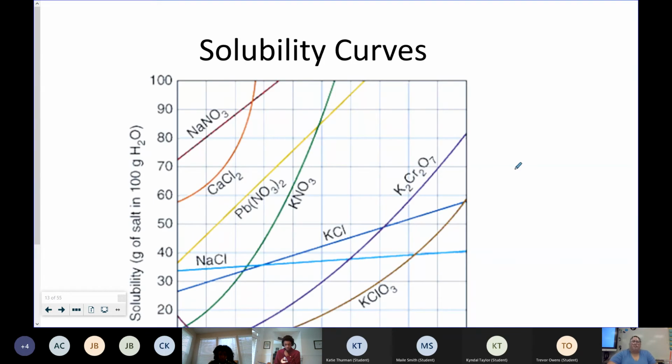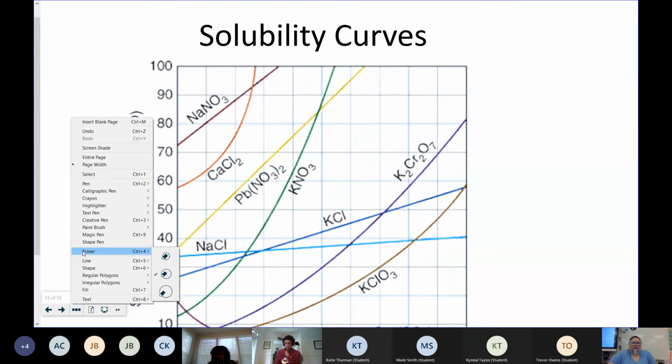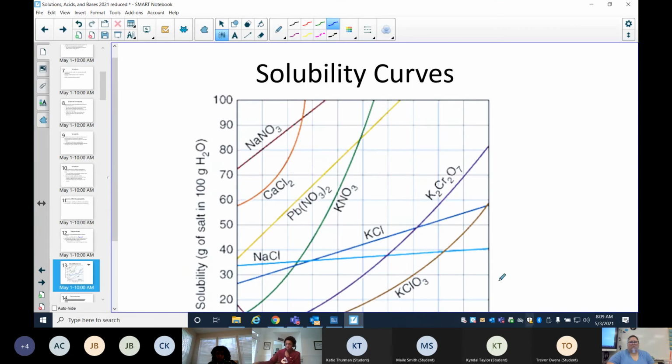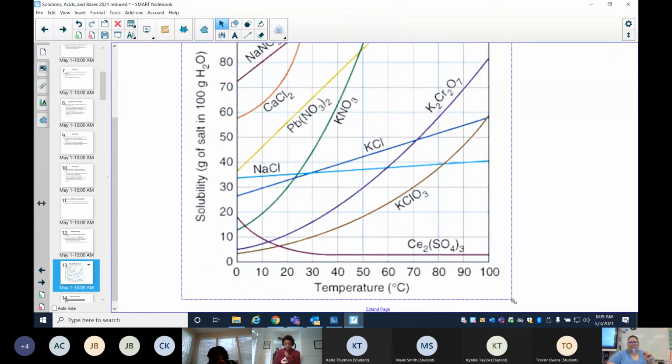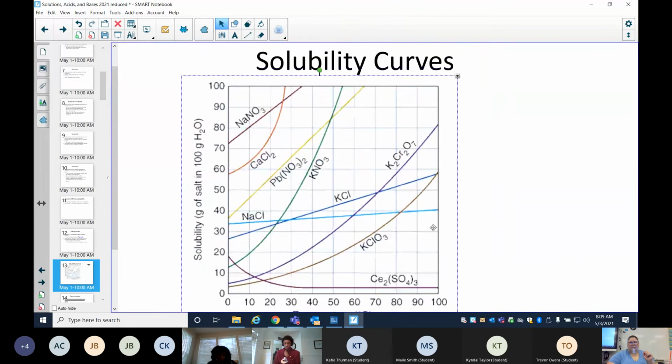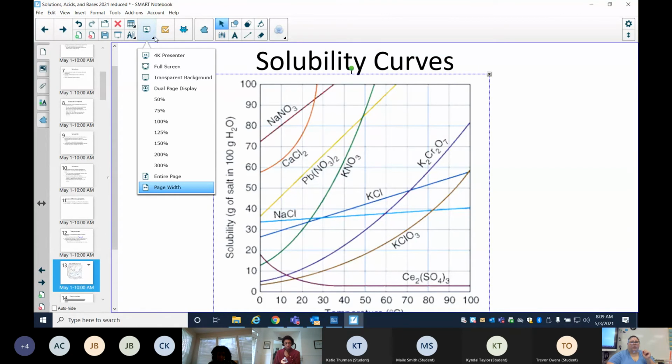And here's our last slide. So solubility curves. This is something that you don't have to draw or anything like that, but you're going to need to be able to read. Let me see if I can zoom out a little bit. I'm going to make my picture a little bit smaller. Whenever I transferred over, it was a little too big. There we go.